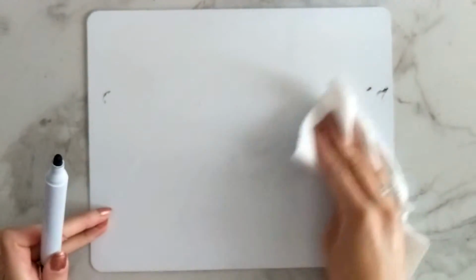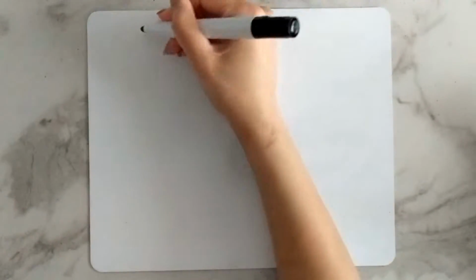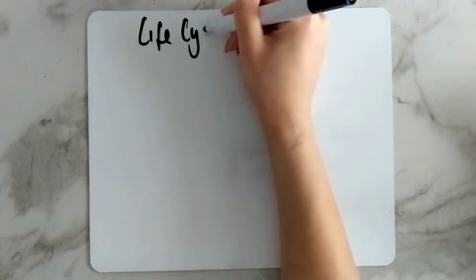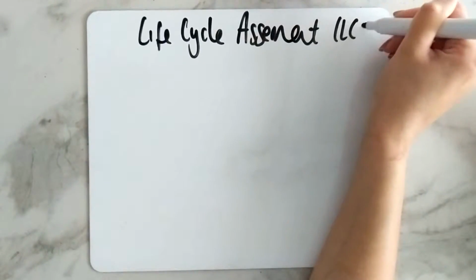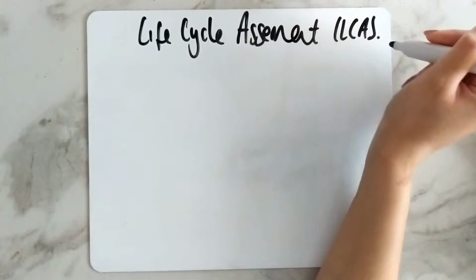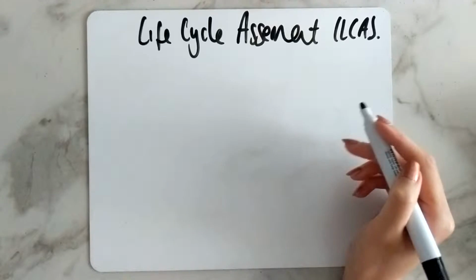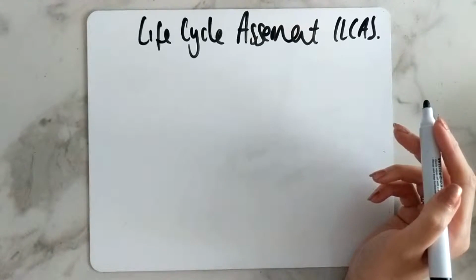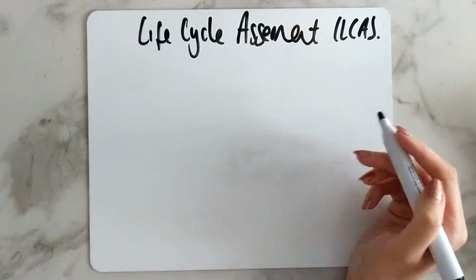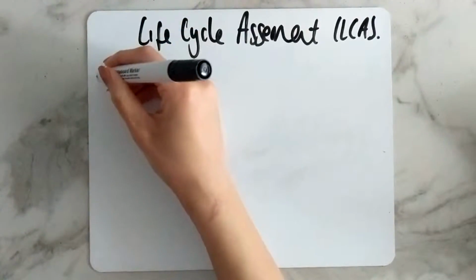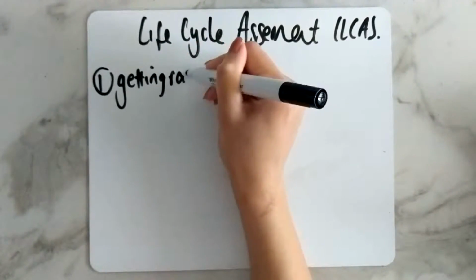So there is something called the LCA, or the Life Cycle Assessment. The Life Cycle Assessment, or LCA, basically looks at every stage of a product's life and assesses the impact it would have on the environment. There are four main stages to creating a product, and the first one is getting the raw materials.